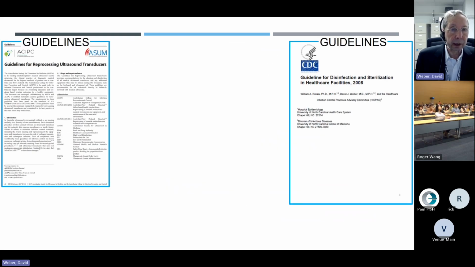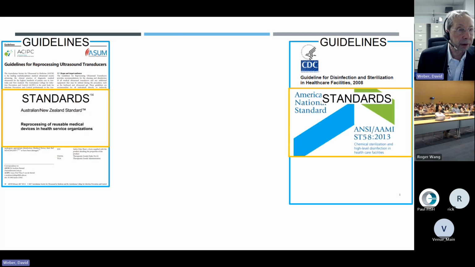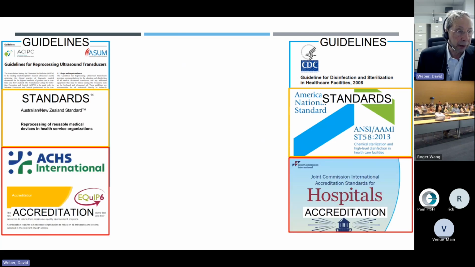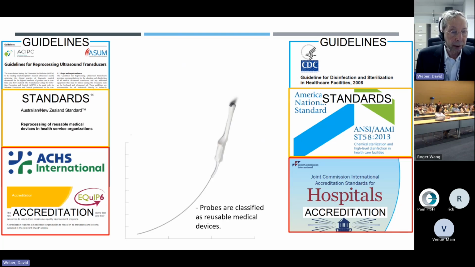Well, there are many guidelines here. Here's the Centers for Disease Control guideline. You can see I was a co-author of that with Dr. Rutala. Here's the APSIC guideline on the left, and we have other standards in Australia, New Zealand, and America, national standards, and then we have international standards as well, and they're all congruent in recommending that we follow the Spaulding classification for proper sterilization and disinfection of reused medical devices. And here's our typical endocavity probe. Probes are classified clearly as reusable medical devices. We don't use single-use disposable probes.